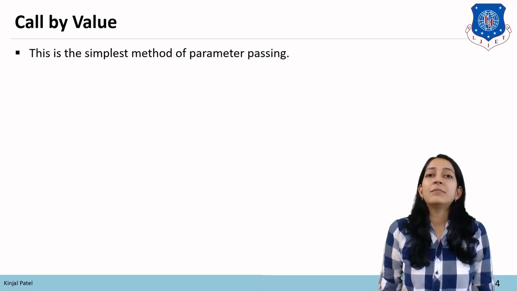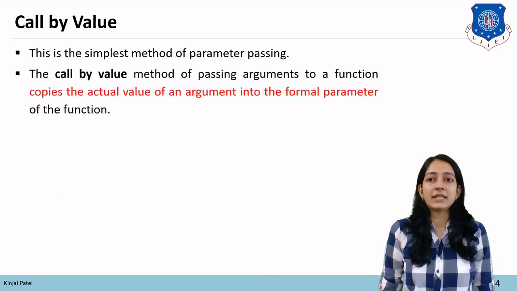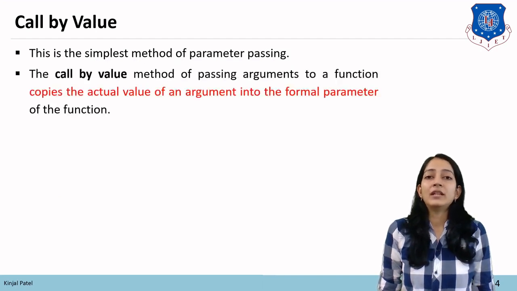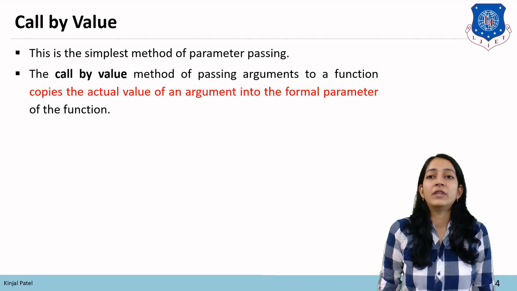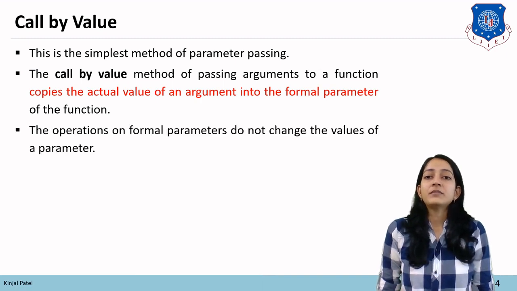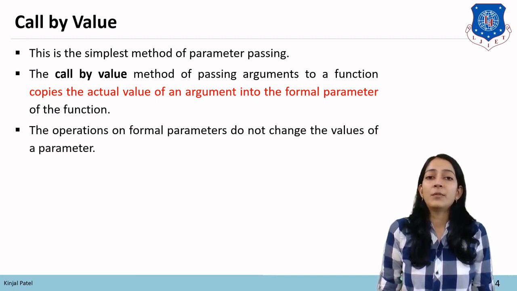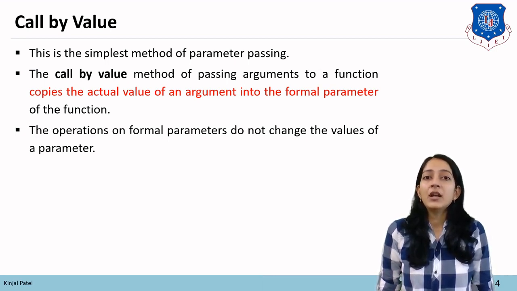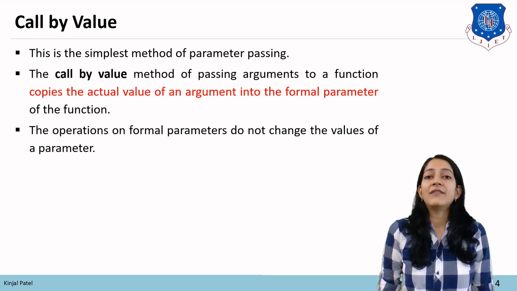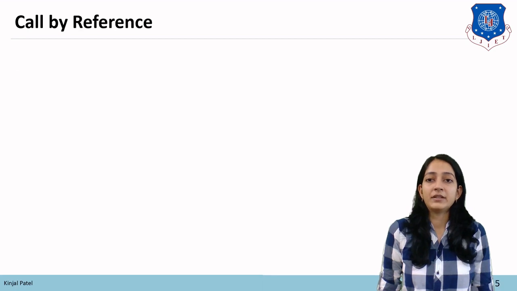So this is the simplest method of parameter passing. The call by value method of passing arguments to a function copies the actual value of the argument into formal parameter of the function. So the operations on formal parameter do not change the value of a parameter. Means whenever we perform the operation on formal parameters, then it will not change the value of actual parameter.